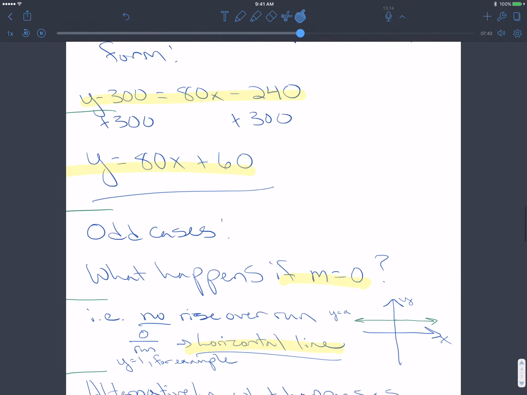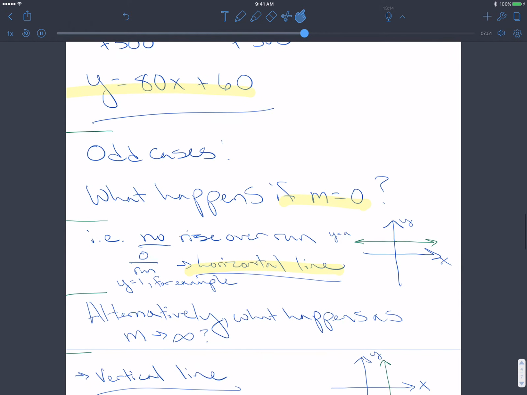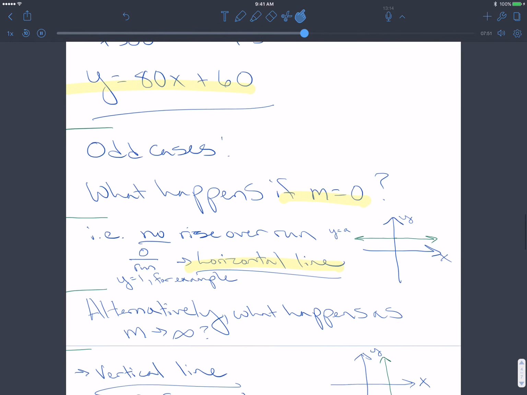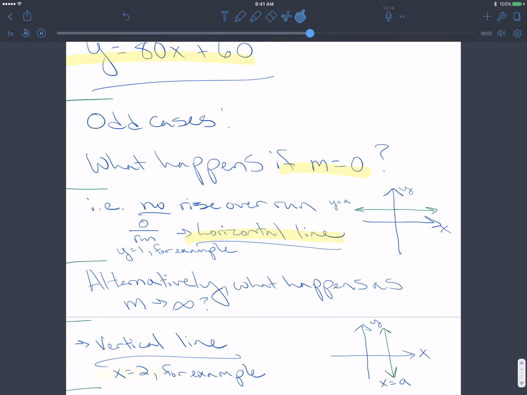Alternatively, what happens if m approaches infinity? It's going to be exactly rotated 90 degrees. So you get a vertical line as your slope approaches infinity. And a vertical line is usually given by something that has no y's, because it doesn't have anything to do with y. It's actually a fixed value of x. So an example of that might be, what if x equals 2? And then there's a sketch here to represent the form that you would see.